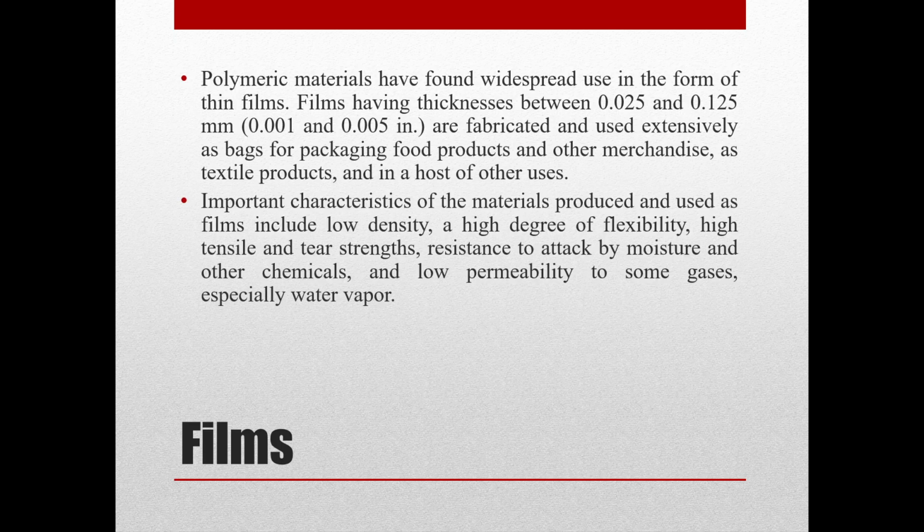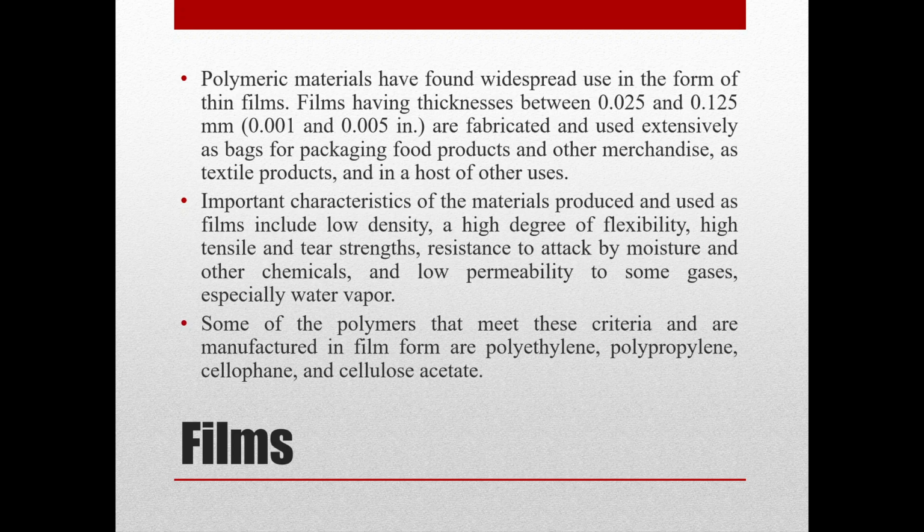So, important characteristics of the materials produced and used as films include low density, high degree of flexibility, high tensile and tear strength, resistance to attack by moisture and other chemicals, and low permeability to some gases, especially water vapor. So, these are some of the characteristics that one would look at if somebody is using a polymer as a film. Some of the polymers that meet these criteria and are manufactured in film form are polyethylene, polypropylene, cellophane, and cellulose acetate.